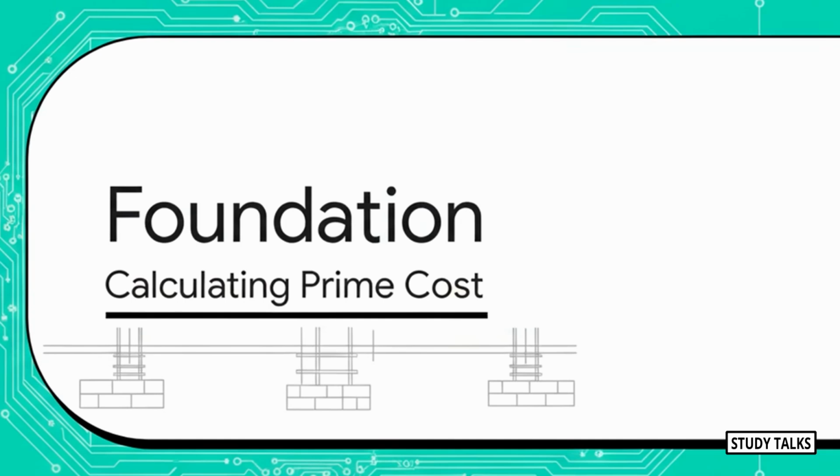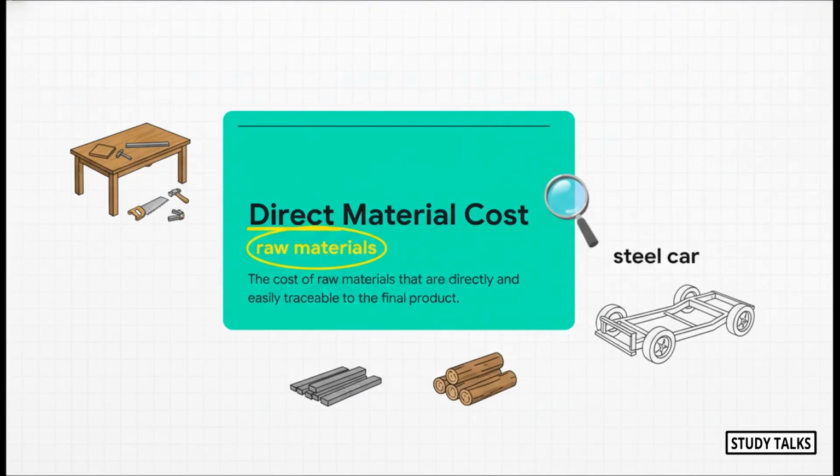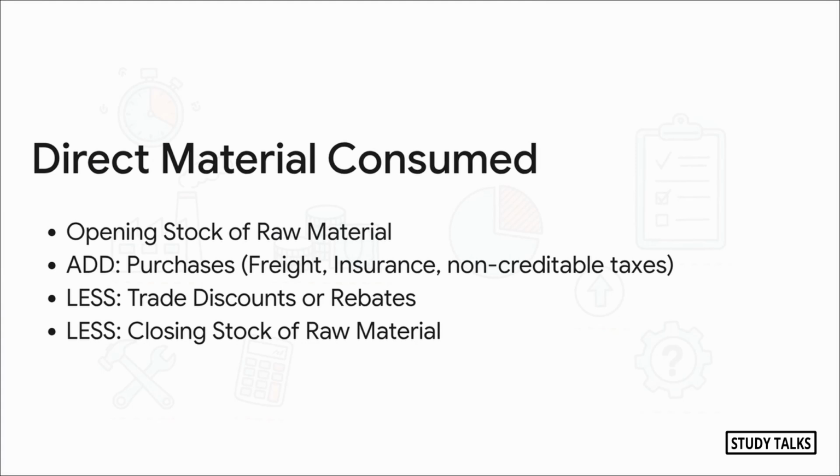It's all the costs you can literally point to and say, yep, that cost went directly into making this one unit. And the very first piece of that prime cost is, you guessed it, direct material cost. This one's pretty straightforward. It's the cost of the actual stuff that becomes the product. You know, the wood for a chair, the flour for a cake, the cotton for a t-shirt. The key here is that it has to be directly and easily traceable to that final product.